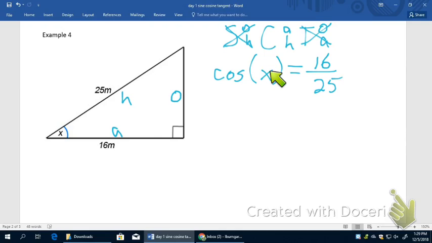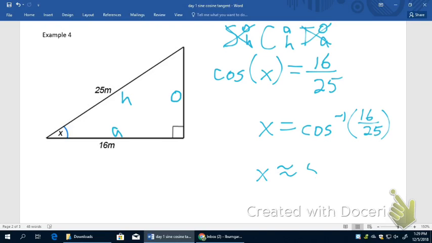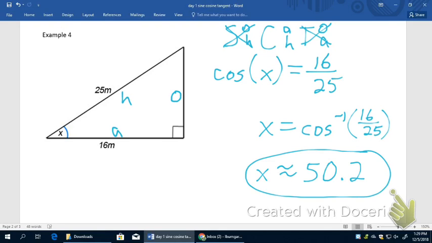Now in this case, I'll actually have to use that fancy maneuver to solve for x, where I'm going to use the cosine inverse to get x by itself. So my next step will look like x equals cosine inverse, that's to the negative 1 power, of 16 over 25. To type this in your calculator, you'll need to hit second cosine on your calculator. So once you do that, you should get this answer of 50.2 degrees. And that wraps it up.